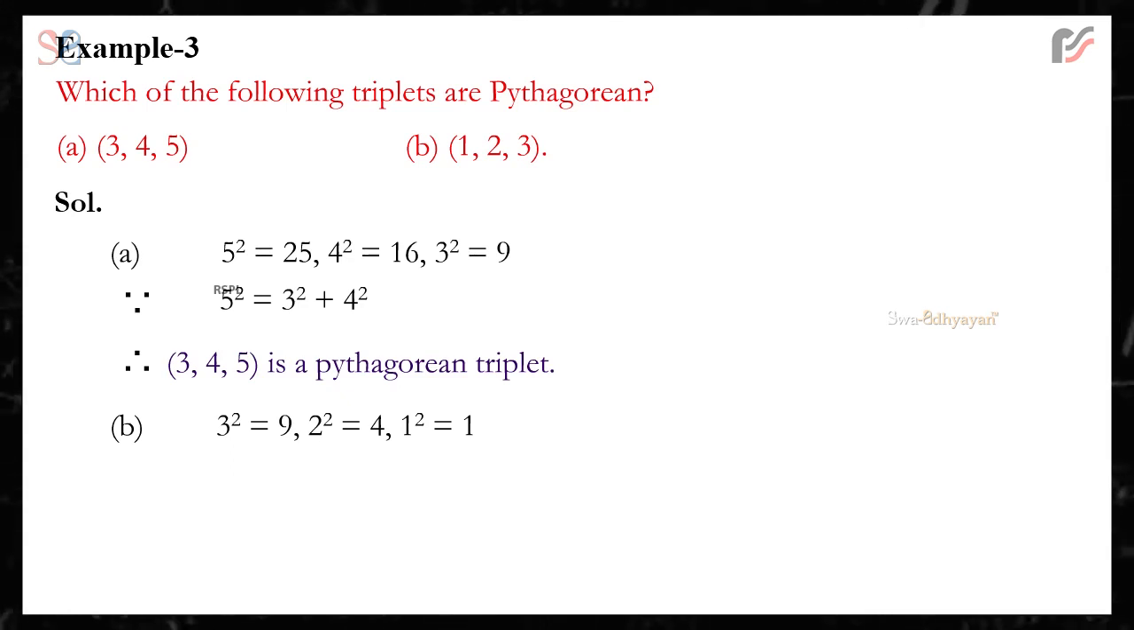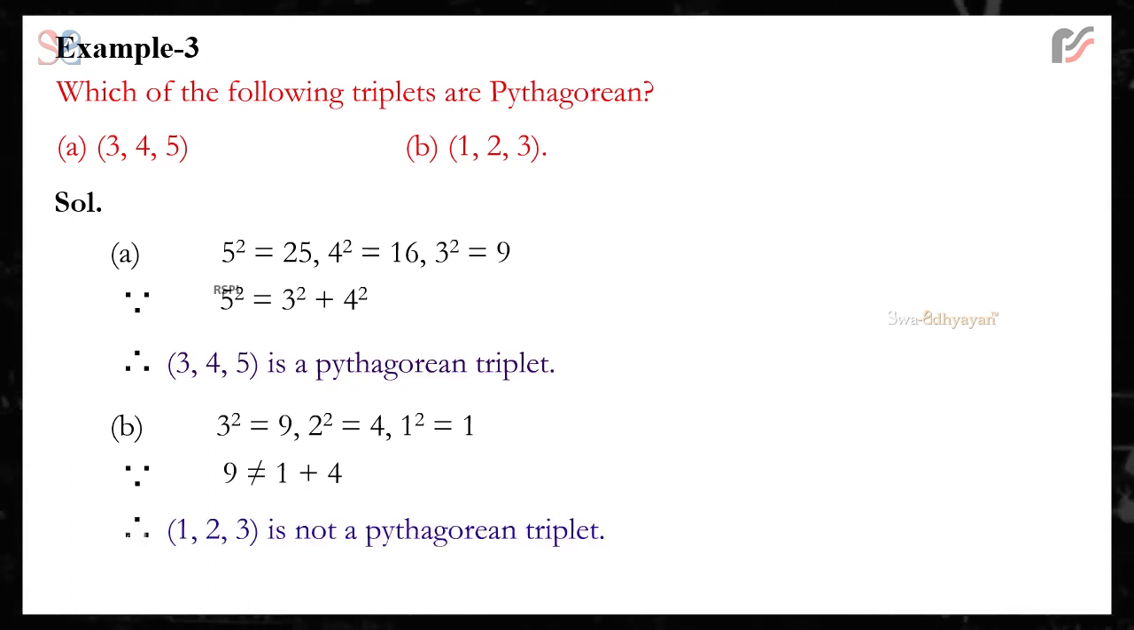B. 3 square is equal to 9, 2 square is equal to 4, 1 square is equal to 1. Because 9 is not equal to 1 plus 4, therefore (1, 2, 3) is not a Pythagorean triplet.